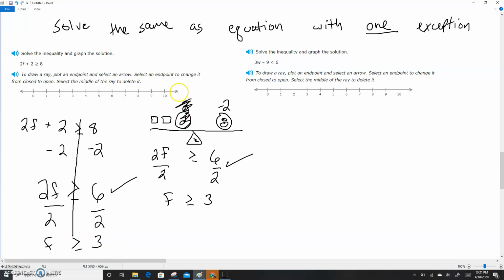So let's plot our answer. We're going to come up to our number line, and we know what we're interested in is 3. So my line is going to start here. And I'm interested in all the numbers that are bigger than 3, because f can be anything that's bigger than 3. So I'm going to draw an arrow this way. Now, here's where the rules of plotting inequalities become important, because I'm going to put a dot here over the 3. But the question is, do I fill my dot in or do I leave it empty? Because it's greater than or equal to 3, or equal to, I'm going to fill my dot in.